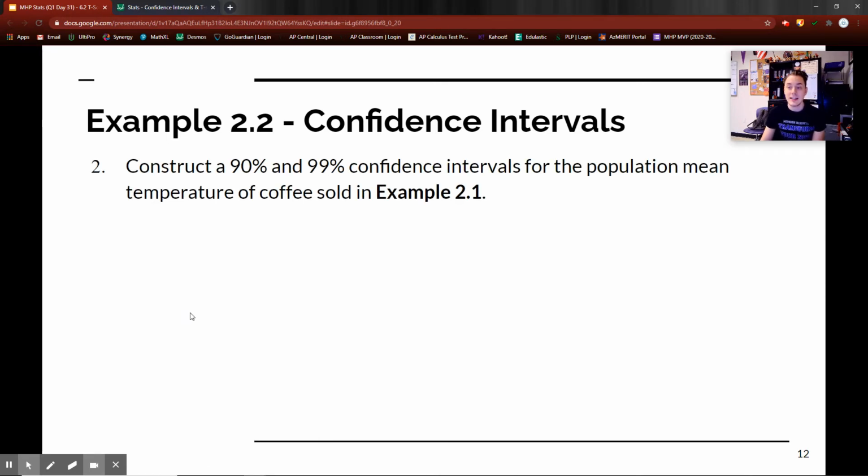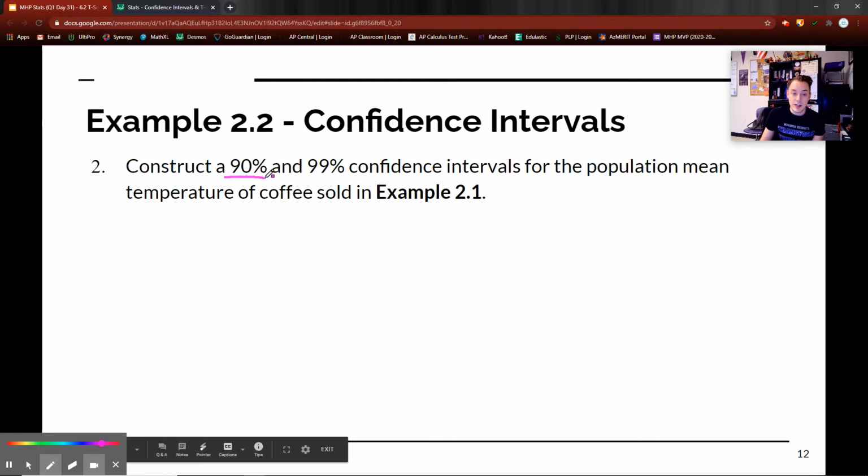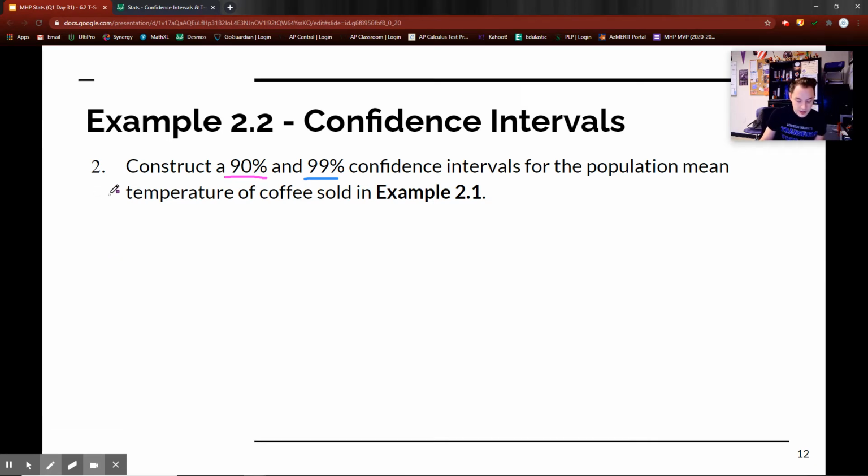Construct a 90 and 99% confidence interval for the population mean. So let's go to town on the 90% first, and then we'll do 99. How about that? So let's do 90%. My first step is going to be listing out that 0.90. I have a confidence level of 0.90. What will my t-score be?